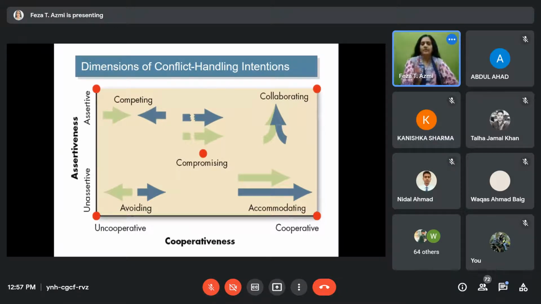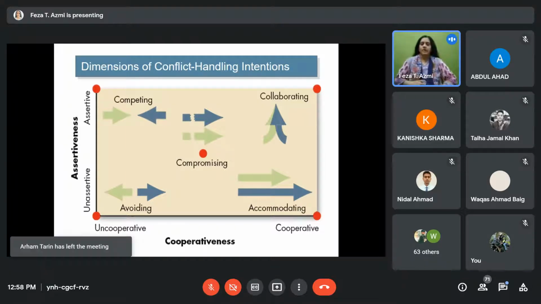What is happening here? In this kind of strategy, I assert as a manager, which means that I would try to ensure that my point of view prevails. And I will not listen to you because I'm low on cooperativeness. So it's called a competing strategy, where only my view prevails. My conflict intention is to assert. It's called competing.